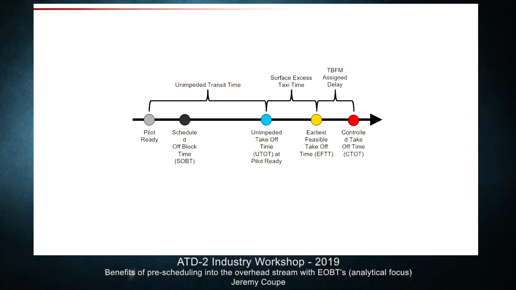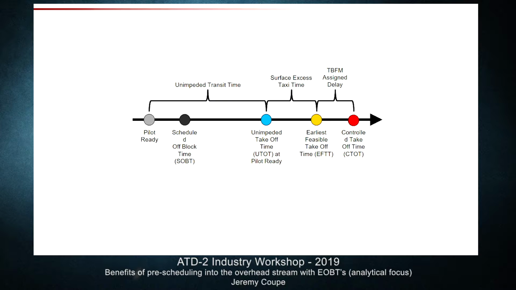So again, if we just outline these different data elements and metrics we're going to measure here, we have the pilot ready time. Pilot ready time plus unimpeded transit gives us the unimpeded takeoff time. The difference between the earliest feasible takeoff time and the unimpeded takeoff time is essentially the surface congestion, and we call this the surface excess taxi time. It's essentially the predicted queue.